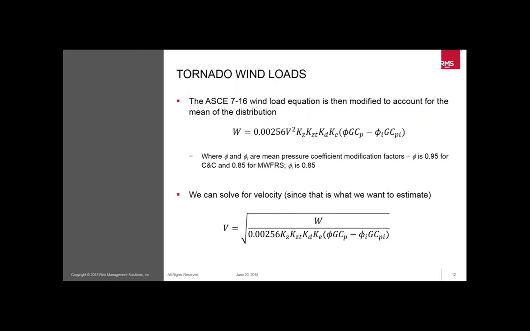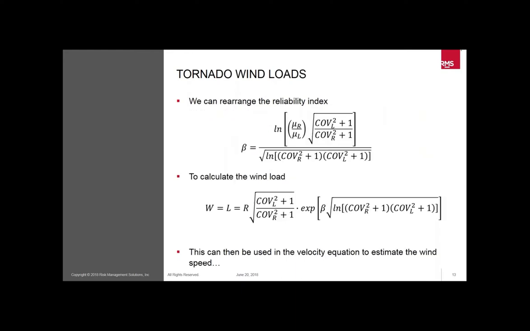Okay, and then we can solve this equation for the velocity, which is what we're trying to estimate. All these parameters in the denominator we have values for from ASCE 7. What we don't know is the wind load here, so that's what we're trying to find, to plug in here to estimate what the velocity might be. Again, we have the reliability index here, where we can solve for the load and look at what the load would be.